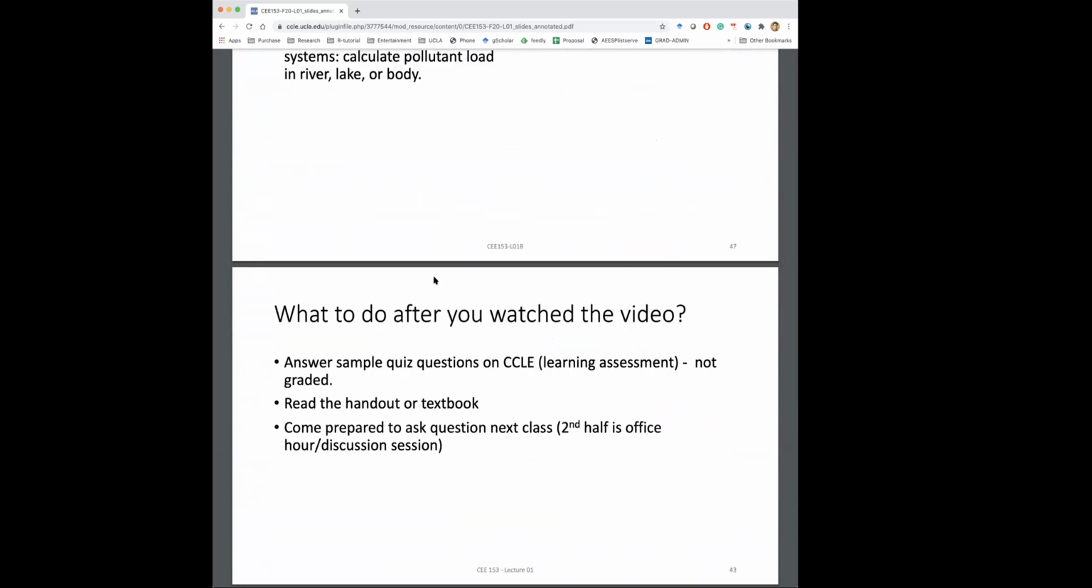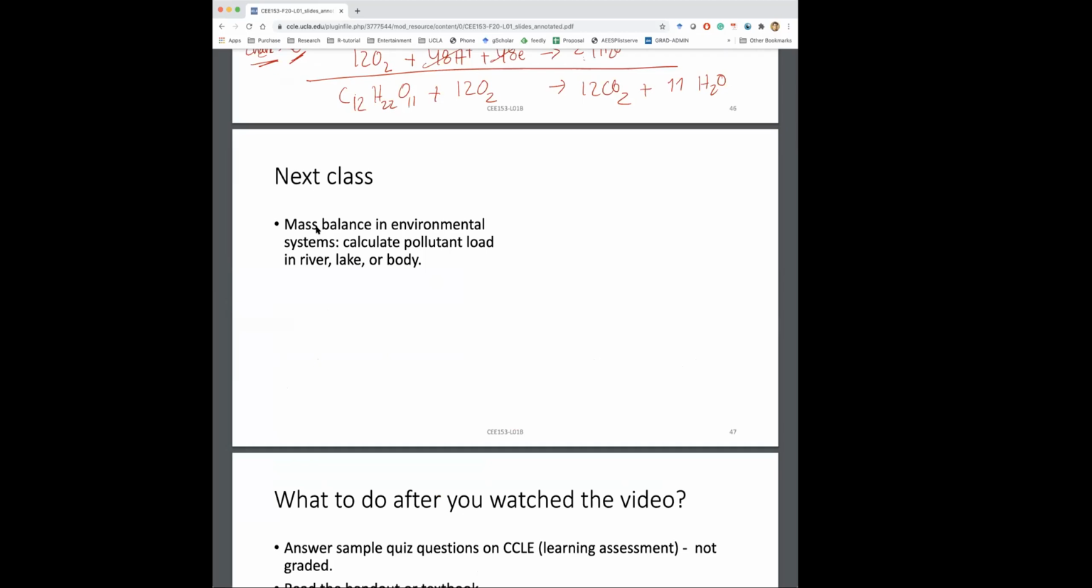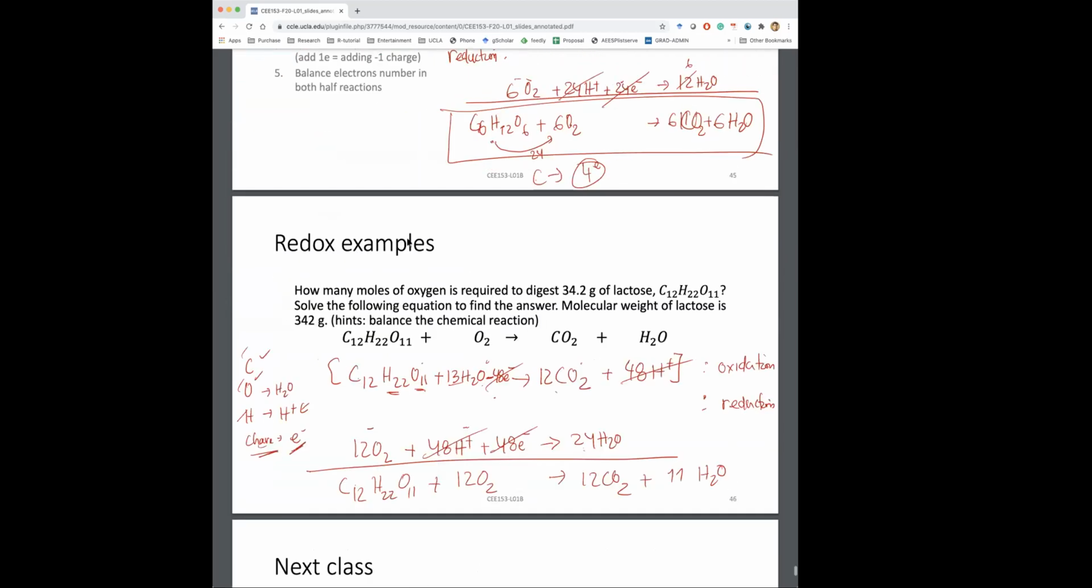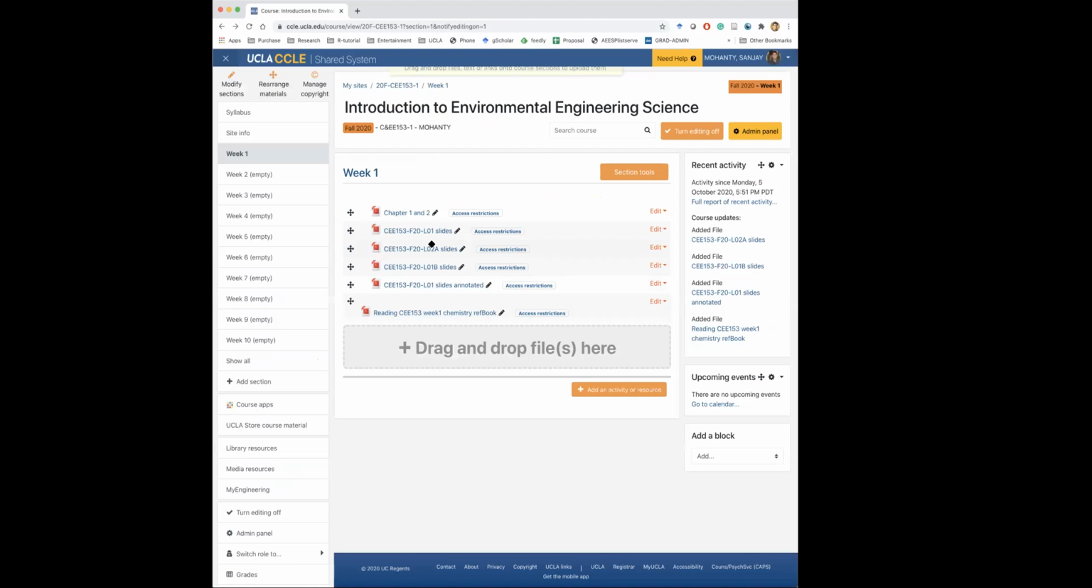So the next class, which is now today, will be mass balance. So we'll learn about that. But at least I just want you to be aware that these are all posted on CCLE. So anytime you are looking for a PDF, you'll be looking in the CCLE program.